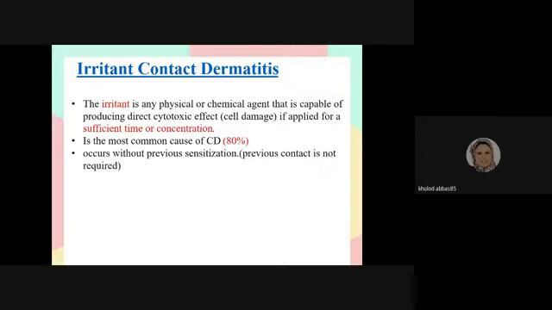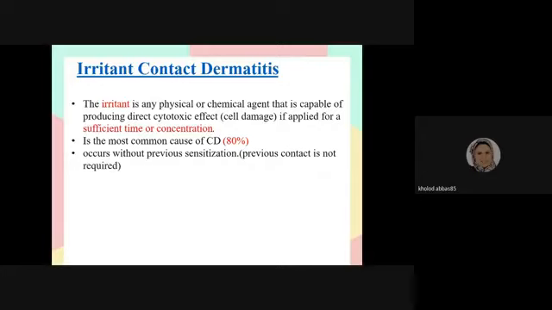Allergic type, no. We must have sensitization, meaning there is previous exposure for the first time. In the previous exposure you don't develop symptoms. The second exposure we call sensitization. In the second exposure to the same material, the symptoms will appear.